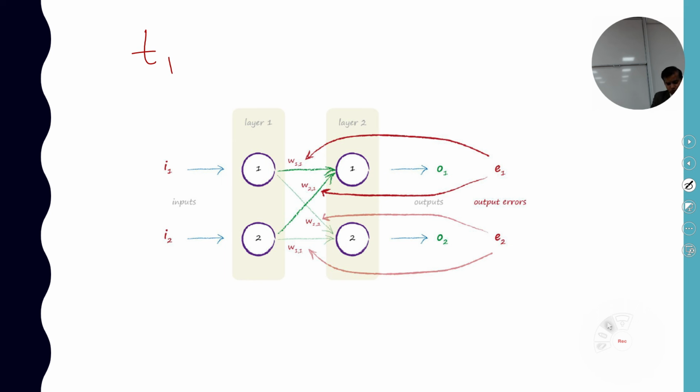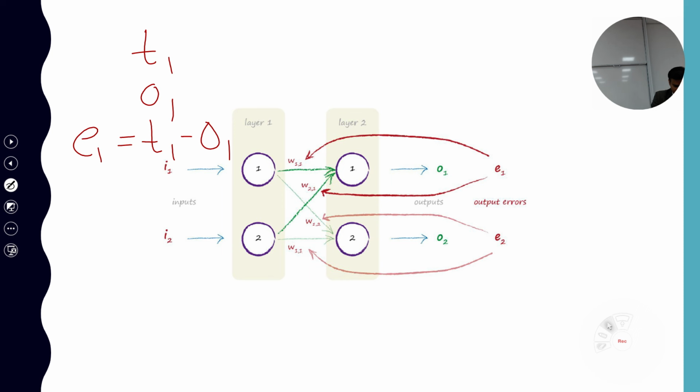And the actual output you get is O1 for output 1. And here E1 is nothing but T1 minus O1. Got it? The same thing applies for E2. Based on this, you can build up the whole system. The error at the second output node, we are labeling as E2.